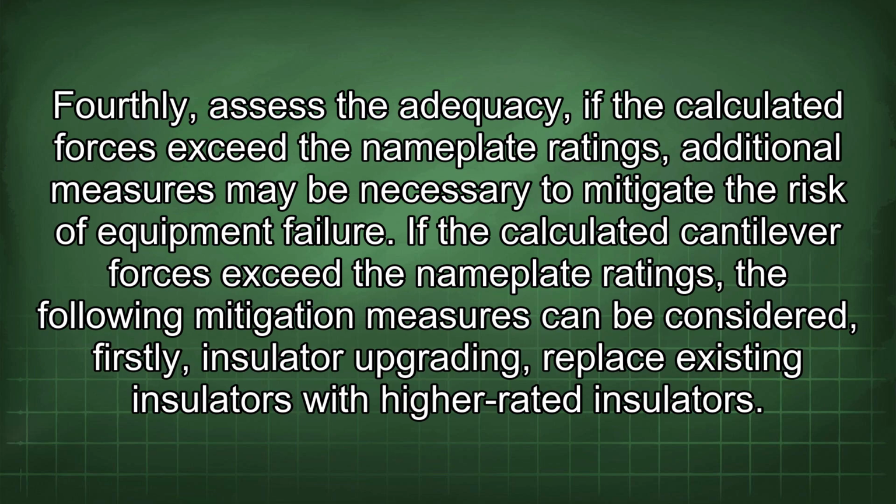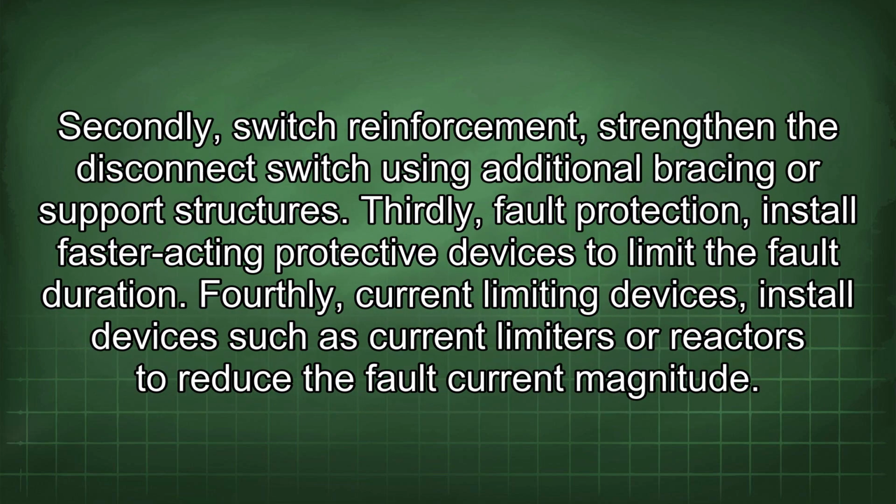Firstly, insulator upgrading. Replace existing insulators with higher-rated insulators. Secondly, switch reinforcement. Strengthen the disconnect switch using additional bracing or support structures. Thirdly, fault protection. Install faster-acting protective devices to limit the fault duration. Fourthly, current-limiting devices. Install devices such as current limiters or reactors to reduce the fault current magnitude.